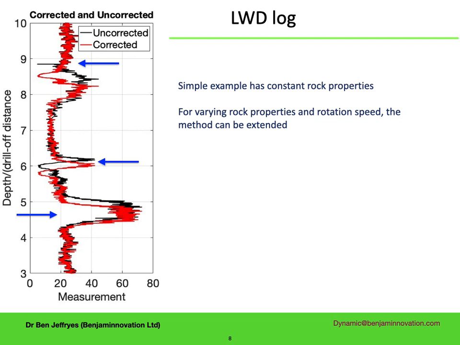This is a very simplistic example, and of course rock properties do vary. This simple method can be extended to varying rock properties and varying surface rotation speeds. The relative depth differences can be very significant. If the weight on bit changes by 20,000 pounds for a 10,000 foot 4-inch drill string, the change in pipe length will be about 3 feet.